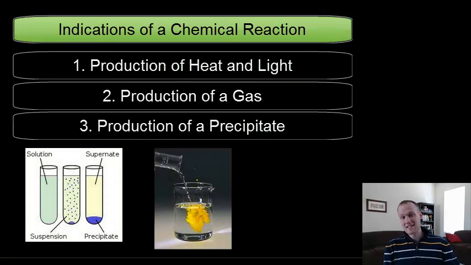The third way that we know is if we produce something called a precipitate. A precipitate is a solid that is produced during a chemical reaction. A lot of the time this will happen when you combine 2 solutions and you get a solid that will settle out of the solution at the end of the reaction.